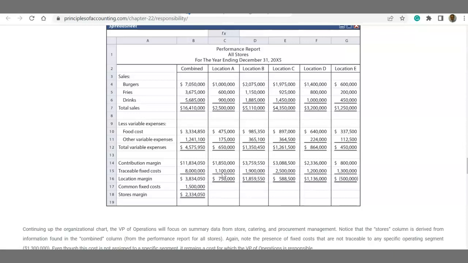The traceable fixed costs are traceable to the location. The traceable fixed cost might be eliminated if you eliminate, let's say, location E. But if you eliminate location E, you will not be able to eliminate common fixed expenses.